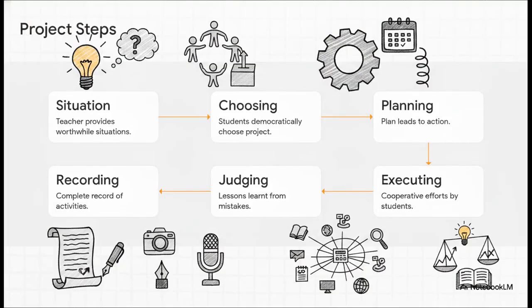So this method actually follows a really specific 6-step life cycle. It kicks off with you, the teacher, providing a real, worthwhile situation. But here's where it gets interesting, where the power shifts. The students democratically choose and purpose the project entirely themselves. After planning it out, they hit the absolute longest phase, execution, where tasks are divided up based on individual skills, which obviously requires immense cooperation. Finally, the group judges their outcomes so they can learn from any mistakes, and then they record everything.